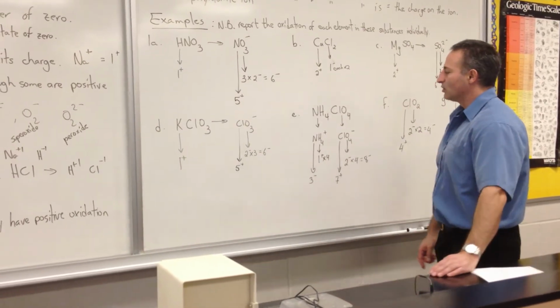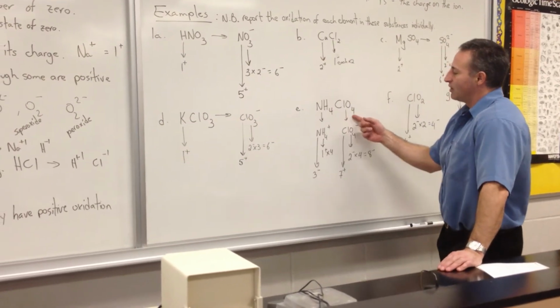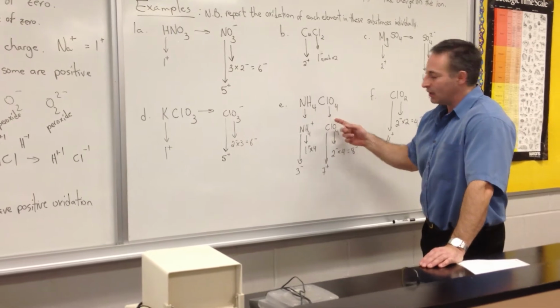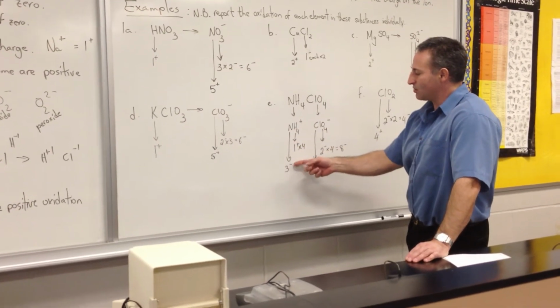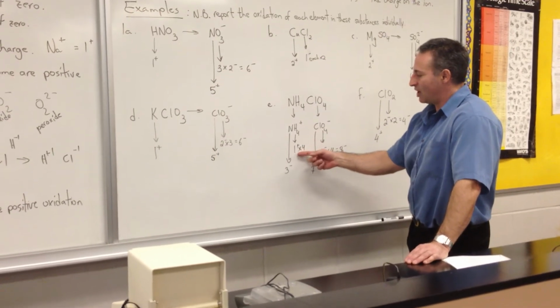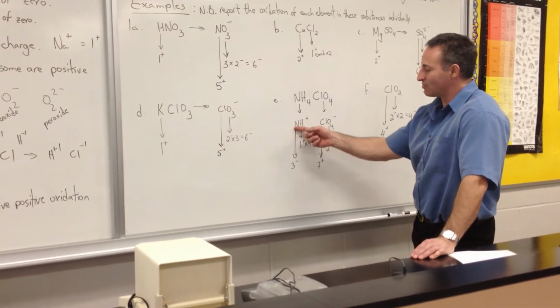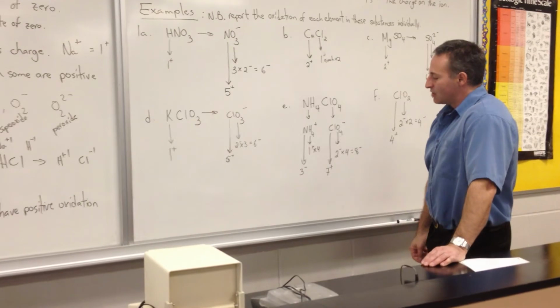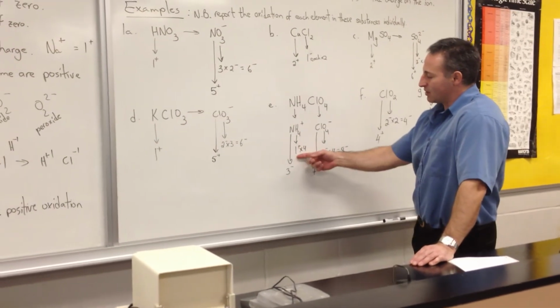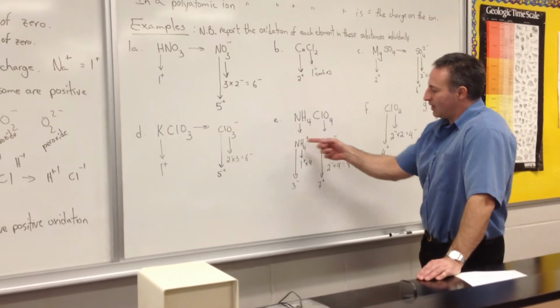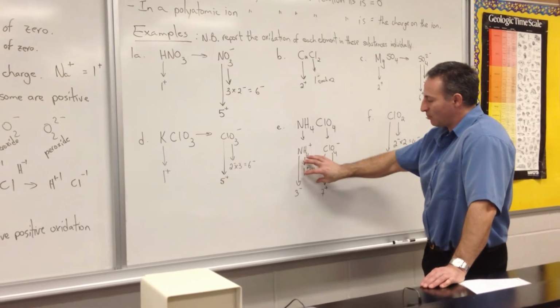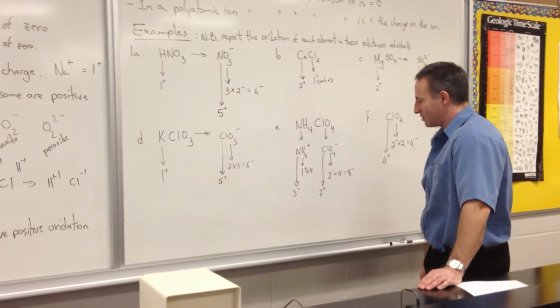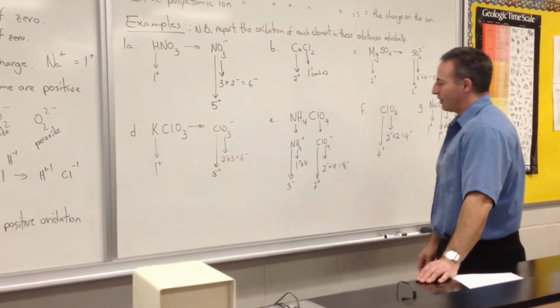In ammonium perchlorate, we have 2 polyatomic ions making up the compound. Nitrogen has to be -3 to compensate for the fact that each hydrogen is +1. Remember, nitrogen is more electronegative than hydrogen, so the hydrogen will take on the positive charge. Overall, the cation is +1. That's achieved by having 4 pluses and 3 minuses. Nitrogen has to be 3 minus in this cation.